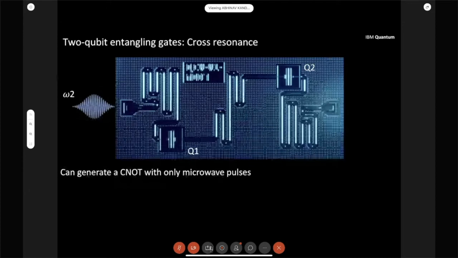Let me not get into too many details, but essentially this can be done by coupling qubits, and here is an example of one transmon coupled to another, and these are coupled via a coplanar waveguide resonator, which is also something you've been introduced to. And essentially, with just microwave pulses, very similar to our single qubit control but at a different frequency, you can generate these entangling gates. Okay.